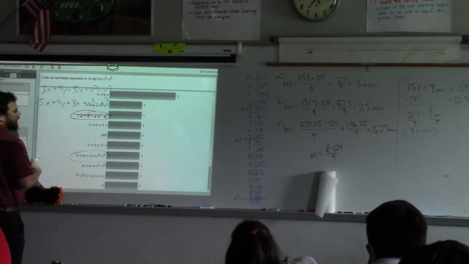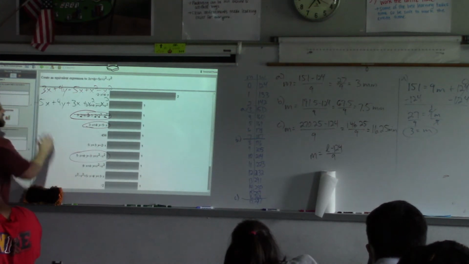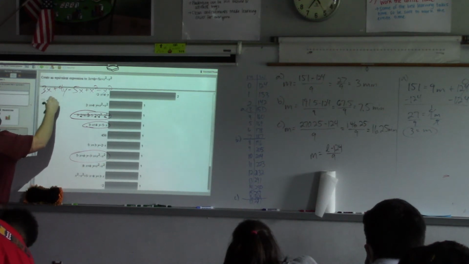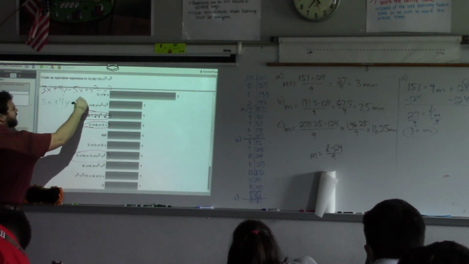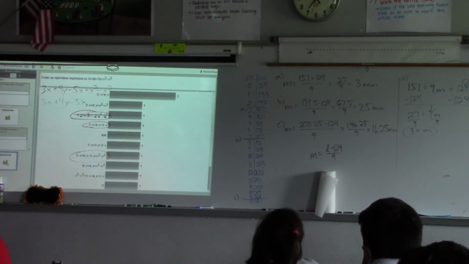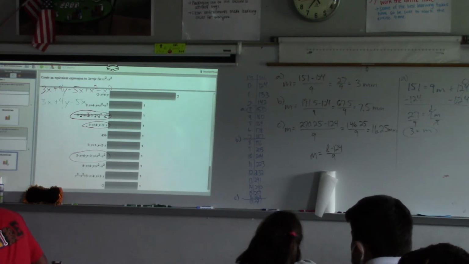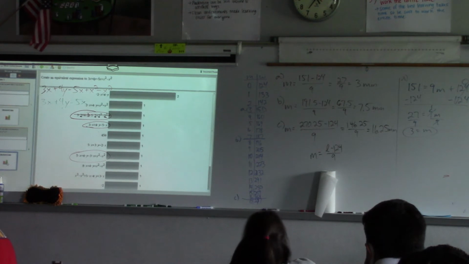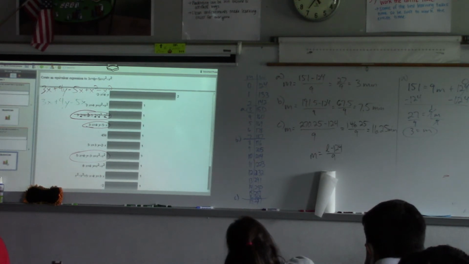Okay. Let's look at this one. 3x plus 4y minus 5x. Is that equivalent to what we started with? Why do you say no, Matthew? Because there's no x squared. Yet, Jalen, you still say it's equivalent. Why? Because the x squared, one positive, one negative, so they're going to cancel each other out.